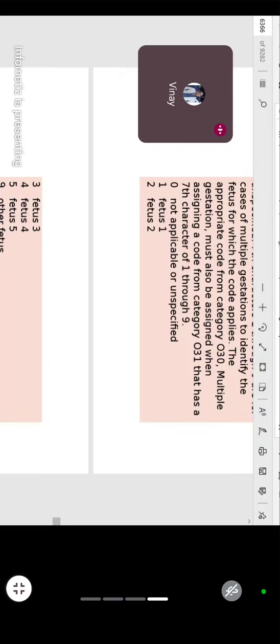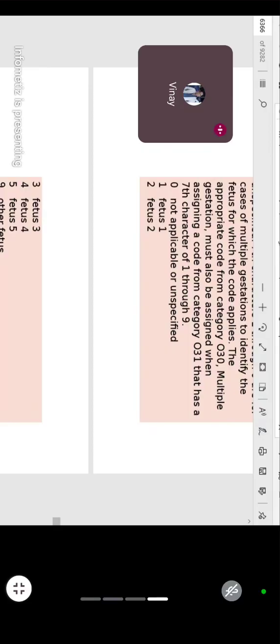You say the 7th character is the number of fetus. It's not the number of fetus. It's the identification of a fetus. If it is a twin pregnancy, and they are saying the first fetus has a problem, then it will be 1. If the second fetus has a problem, then 2. Correct. If it is single gestation, then there is no need to identify number 1, number 2. It's 0 only.